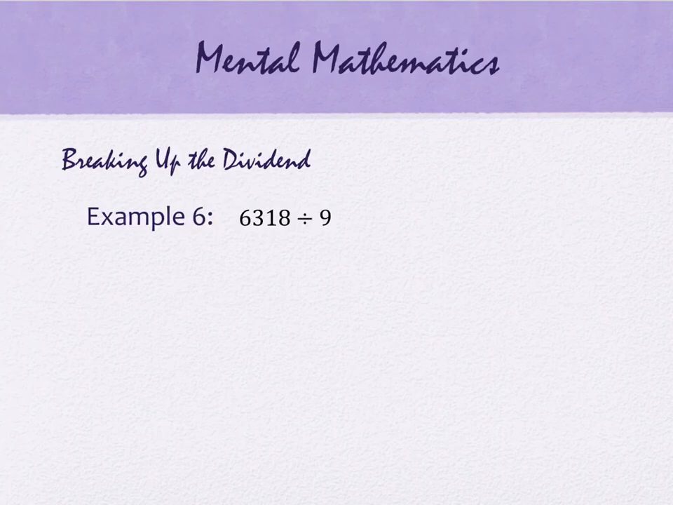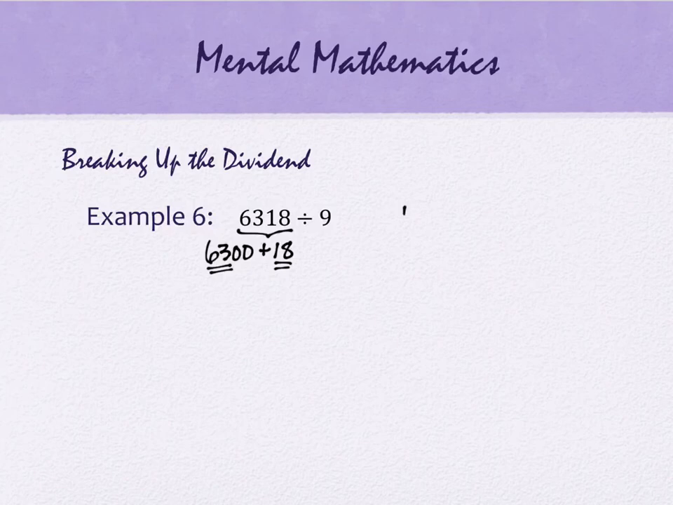So what we do is we take this 6,318 and we break it apart into 6,300 and 18. Why would we like to do that? Why is that nice? Grace? Yeah, you can see that 63, hopefully, and 18 are both multiples of 9. That's why it's nice.